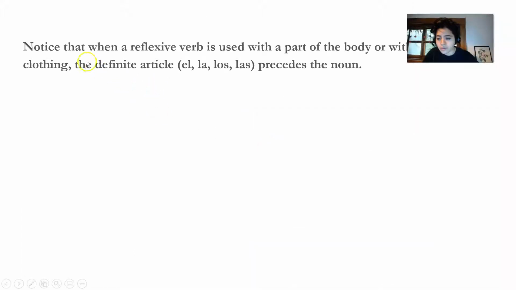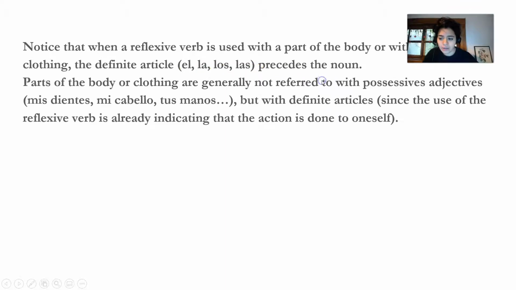I have some other notes about reflexive verbs. So, notice that when a reflexive verb is used with a part of the body or with an item of clothing, the definite article el, la, los, las precedes the noun. Parts of the body or clothing are generally not referred to with possessive adjectives. If you remember possessive adjectives like mis dientes, mi cabello, tus manos, but with definite articles, since the use of the reflexive verb is already indicating that the action is done to oneself.